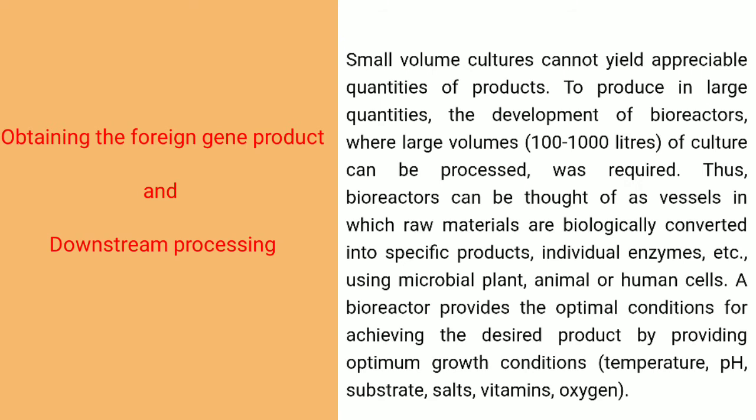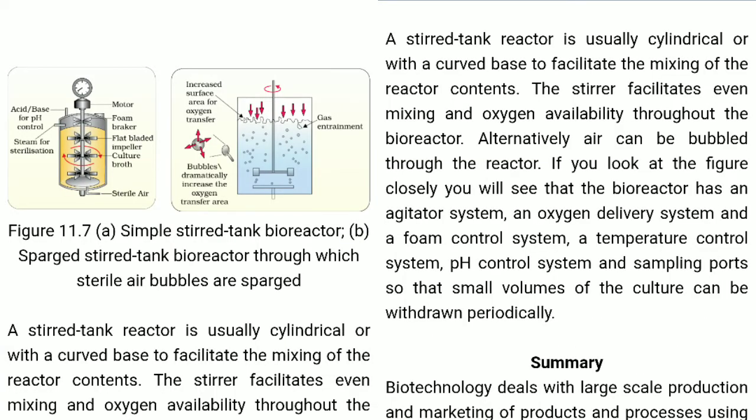There are normally two types of stirred bioreactors: one is the sparged stirred tank bioreactor, and the other is the simple stirred tank bioreactor. The stirred tank reactor is usually cylindrical, with a curved base to facilitate the mixing of the reactor contents. As you have seen in the two diagrams, there are some stirrers or fan-like structures. These fan-like structures provide mixing and oxygen availability in the bioreactor.